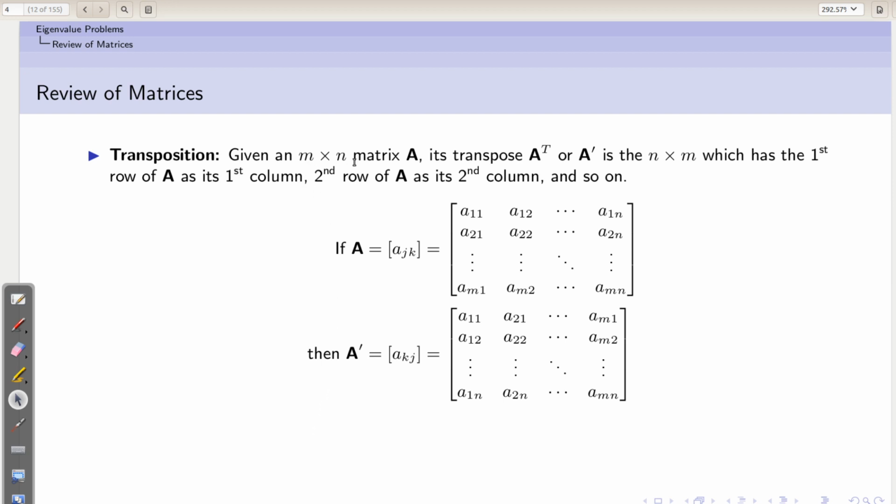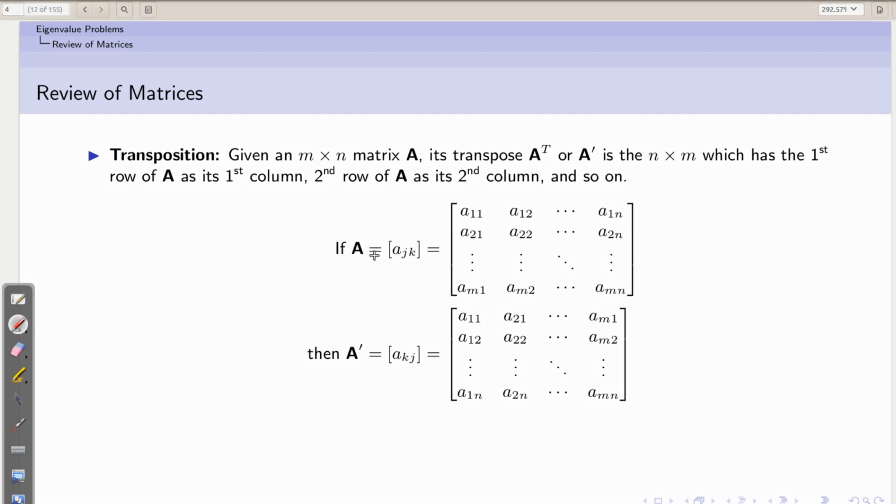Then the transposition of a matrix. If I have an M cross N matrix, let's call this A, then its transpose, that is A^T or A prime, is the N cross M matrix in which the first row of A is its first column. So the original matrix was A, you take the first row of that matrix A, and with that you construct the first column of another matrix. That other matrix will be the transpose, and so on.